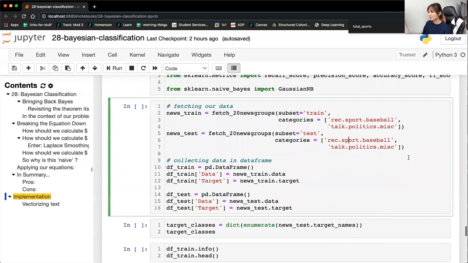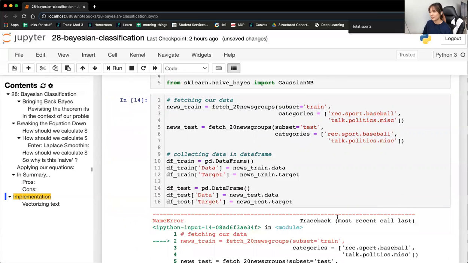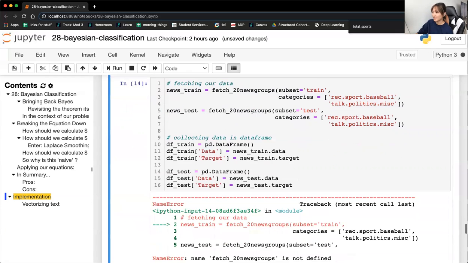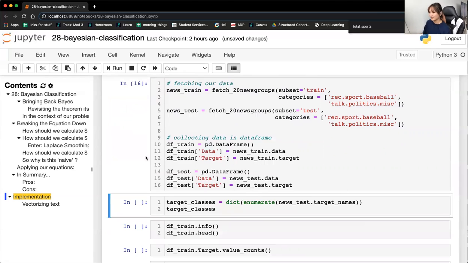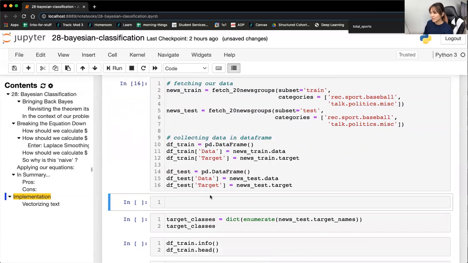From that, we're first going to fetch some data. And here we're going to do some baseball articles and some politics articles. These are actually two different subsets in that database, so they will be unique from each other. And then I just set my data frame up. I did not run this cell. There we go. So let's take a quick look at what our data frame looks like.